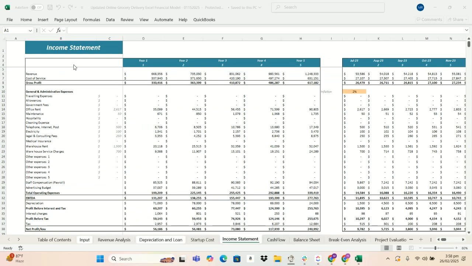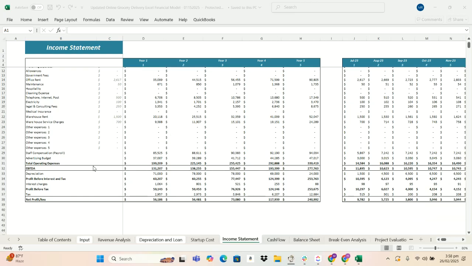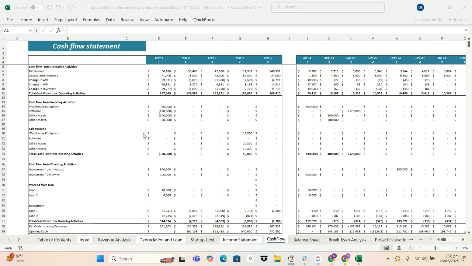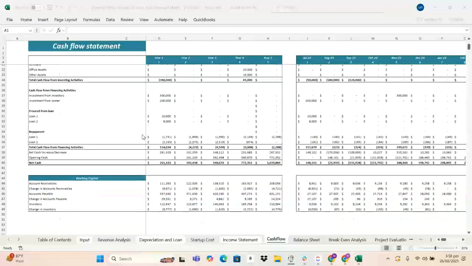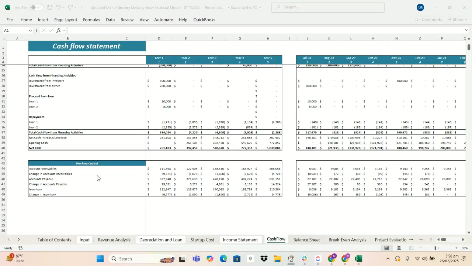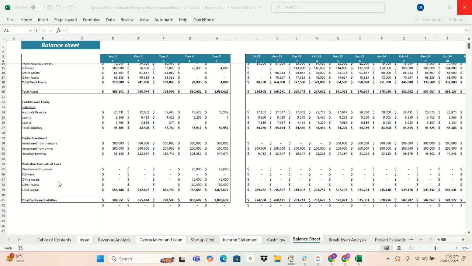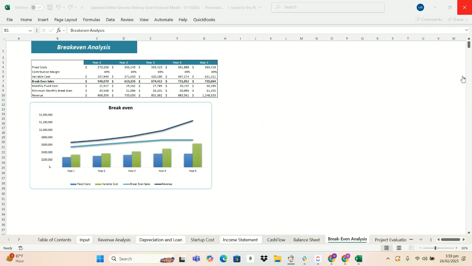Then next up we have our income statements, which is calculated on yearly basis and monthly basis. It's a 5-year projection. We have calculated our net profit and or loss. Then we have our cash flow statements, in which we have calculated our net cash and working capital. Here you can see the balance sheet, which is also calculated on yearly basis and monthly basis, a 5 years projection. We have calculated our total equity and liabilities, total assets.